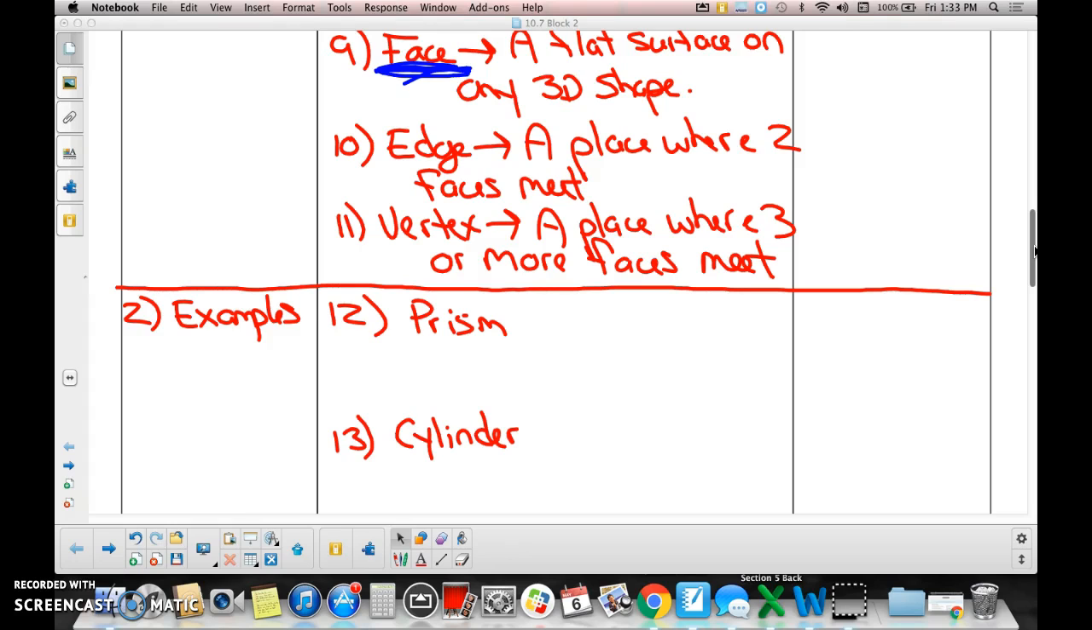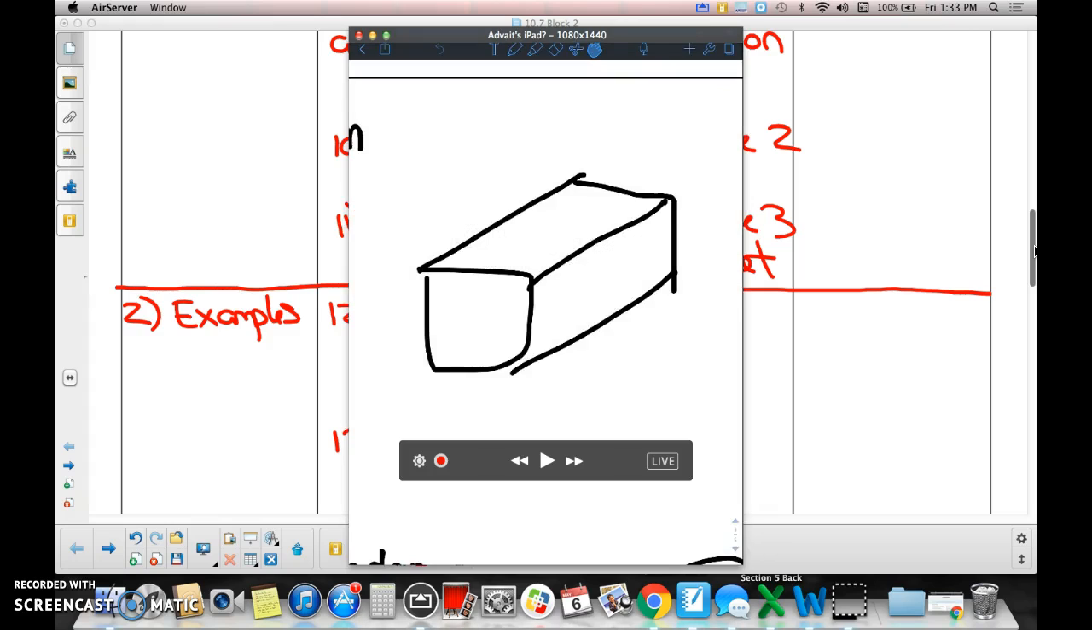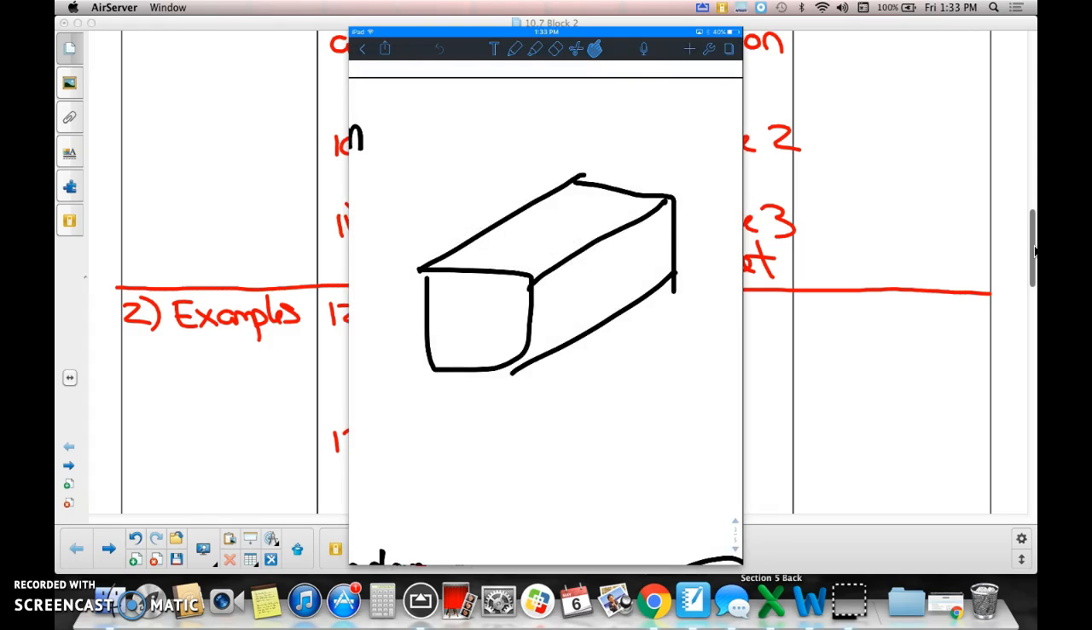We have one coming in. That is a prism. Again, Caitlin, read it to us. A prism is a 3D shape with two parallel congruent bases. Two parallel congruent bases. So depending on which way we turn this, we have a whole bunch of parallel congruent bases, right? Good.